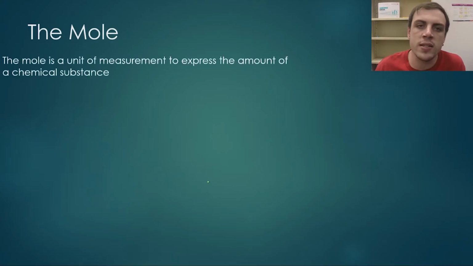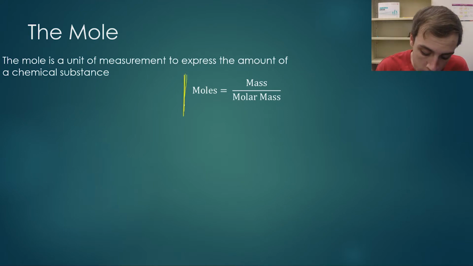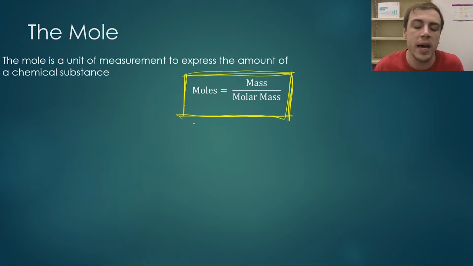The mole is an incredibly important unit in chemistry. It is a unit of measurement that expresses the amount of a chemical substance that we have, and it is expressed by the formula: moles is equal to mass over molar mass. Learn this formula. Learn the hell out of it. You should be able to recite it upside down, back to front, when you're half asleep, okay?